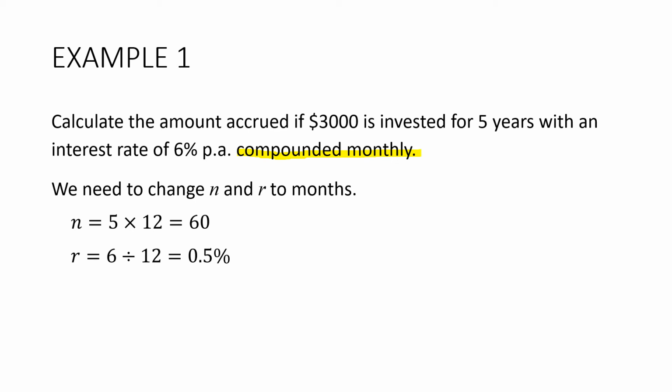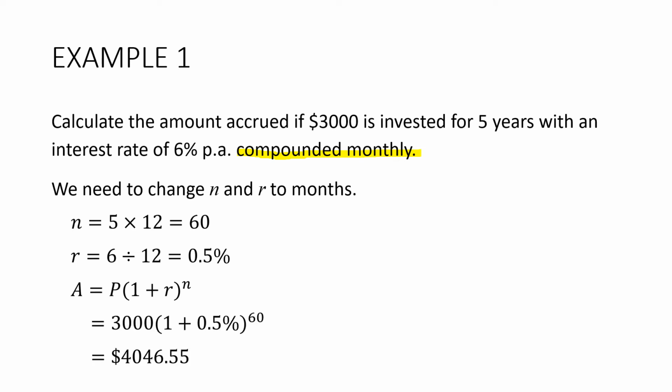Okay, we're not finished. We've actually got to put it into the formula now. So here's our formula. P is $3,000. R is 0.5% and N is 60. Let's put it in, and into the calculator we get $4,046.55.